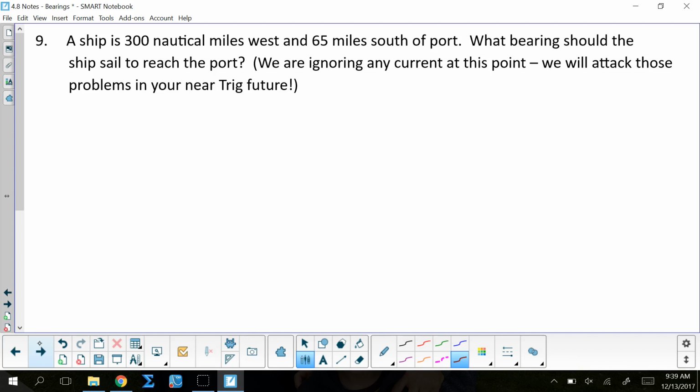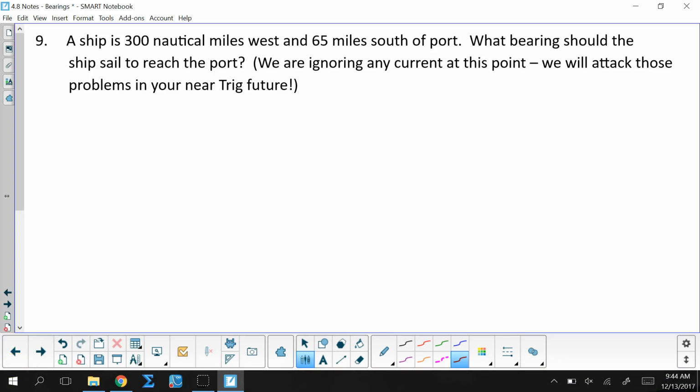Okay, a ship is 300 nautical miles west and 65 nautical miles south of port. What bearing should the ship sail to reach the port? We're ignoring current at this point. We'll attack those problems in a little bit, when we throw in bearing and wind and current. So this one's going to make you think a little bit.